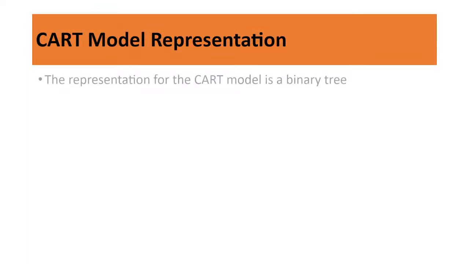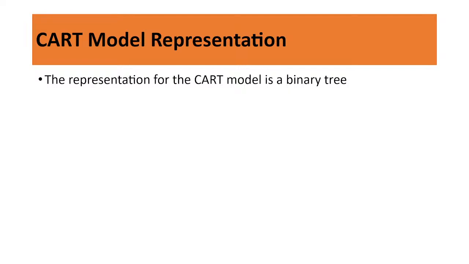And CART model representation. The representation for the CART model is a binary tree. So what is the binary tree? We already discussed binary classification. Binary means that I can get mainly two outcomes from here: yes or no, forest or deforest, spam or not spam. This type with only two outcomes is called binary.